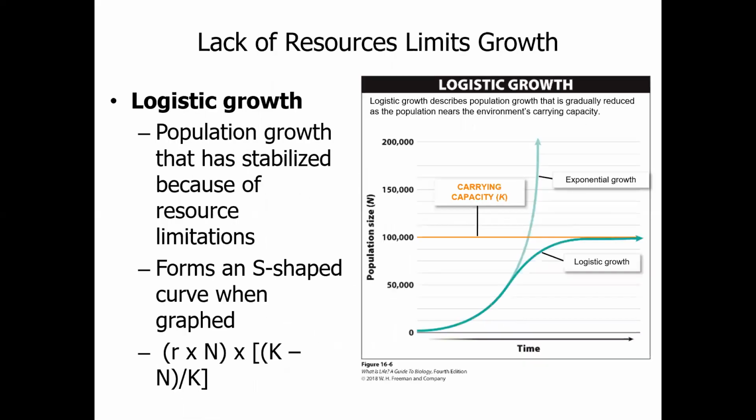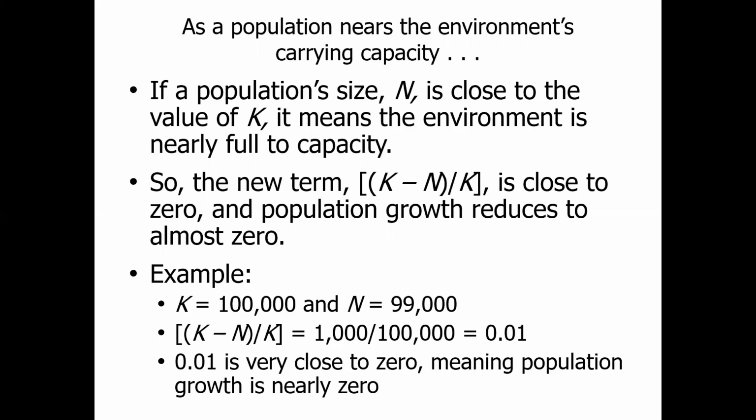On the other hand, if the term gets close to 0, we'll have the population growth get reduced to 0. An example we have here showing that is with our carrying capacity being at 100,000 and our number of individuals in the population being at 99,000. So we're very close to our carrying capacity.